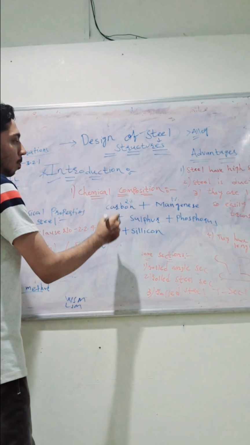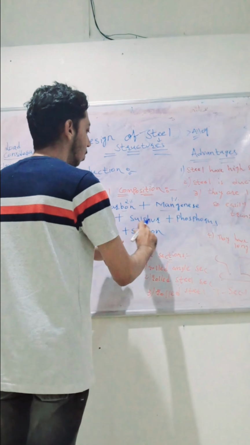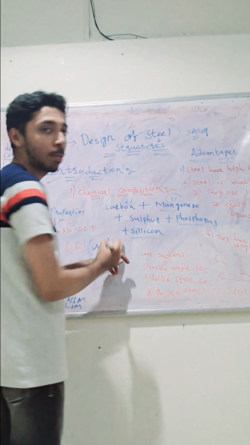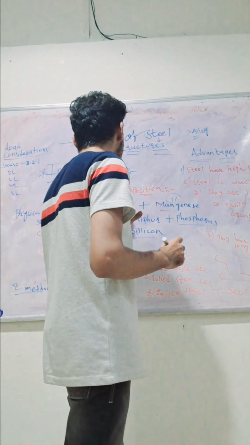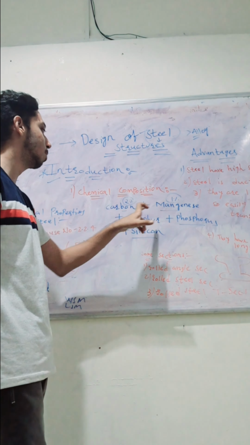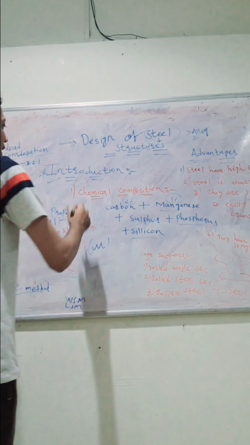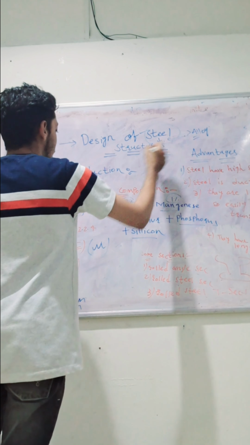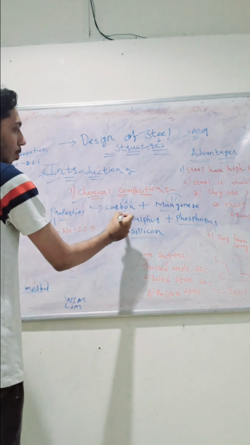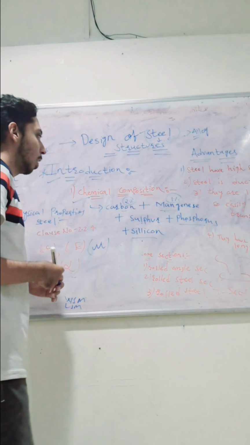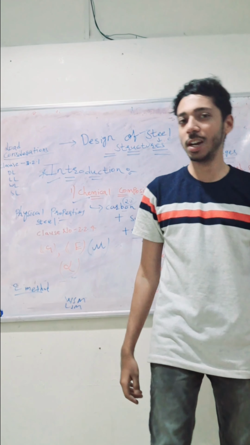It consists of carbon, manganese, sulfur, phosphorus, silicon. Carbon about 2%, manganese about 1%. So steel contains carbon plus manganese plus sulfur, phosphorus, silicon. If the exam asks what is steel, write the definition and the chemical composition: carbon, manganese, sulfur, phosphorus, silicon. This is the chemical composition of steel in today's introduction part.